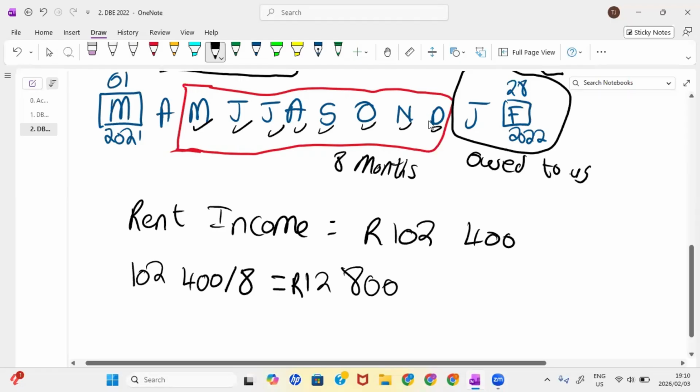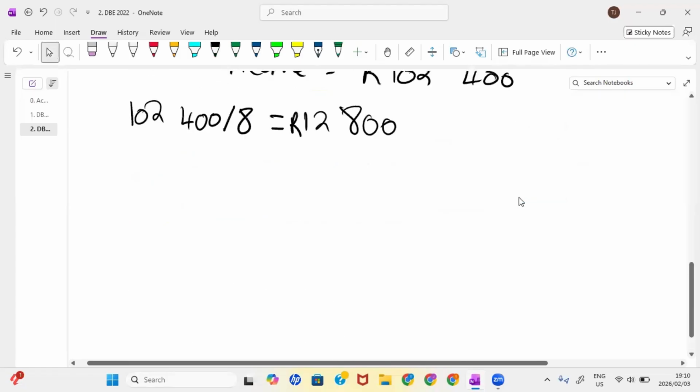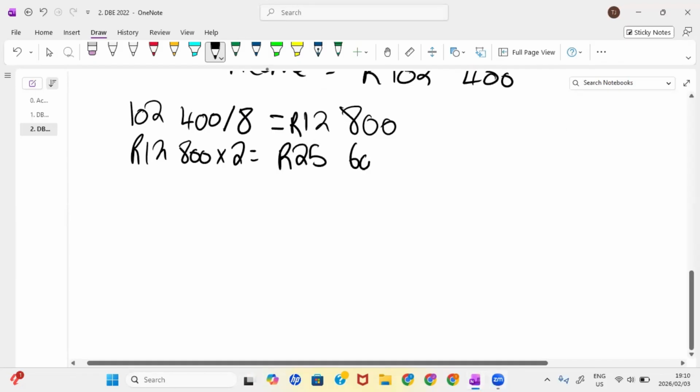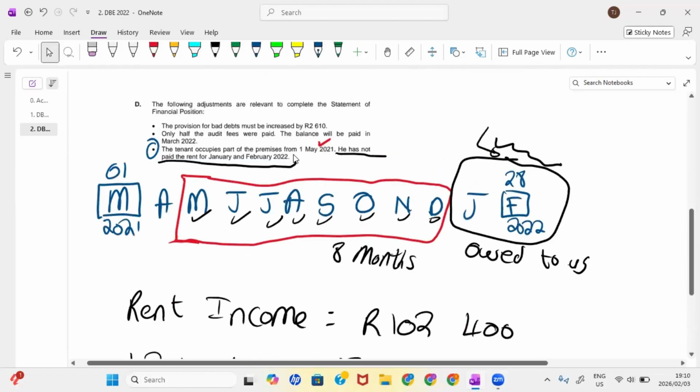So what we are going to do now, we know that we are owed for 2 months. Né? We are owed for January and February. So obviously we will say 12,800 multiplied by 2. Can I see answers in the chat? How much is that? I see 25,600 rands. Okay. So that's 25,600 rands. Né?